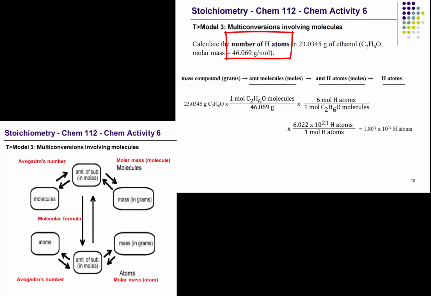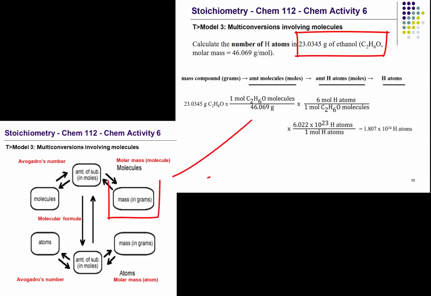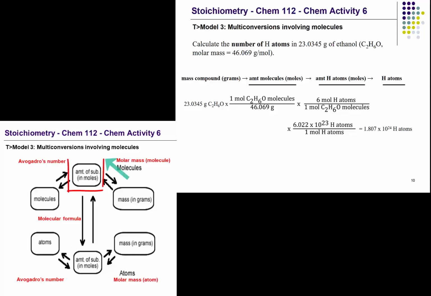Where are we starting? Well, we're starting with a mass of ethanol. So in terms of this chart, we're starting at this spot, that is the mass in grams of a molecule. The only thing that we can do in a sense with that mass is to convert it to the amount of substance for that molecule, that is the moles of that molecule, and then use the molecular formula as the conversion factor to find the amount of substance of hydrogen atoms, and then finally calculate the number of hydrogen atoms.